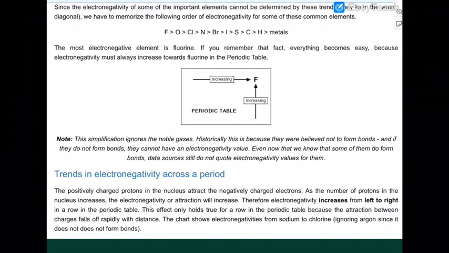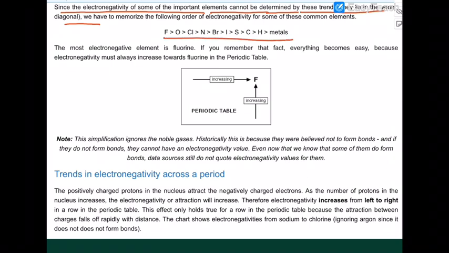Since the electronegativity of some important elements cannot be determined by these trends, they lie in the diagonals, so it is better to memorize them. We have just taken into account fluorine, oxygen, chlorine, nitrogen, bromine, iodine, sulfur, carbon, so you should memorize that.